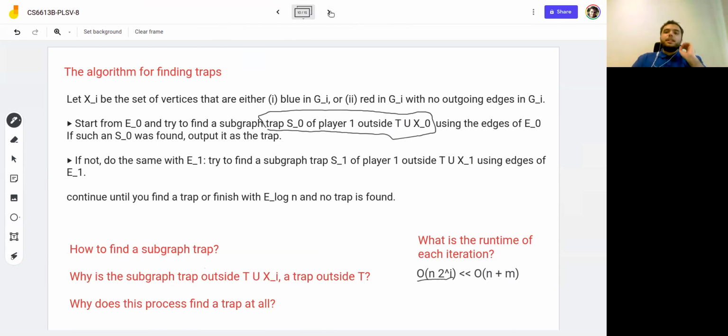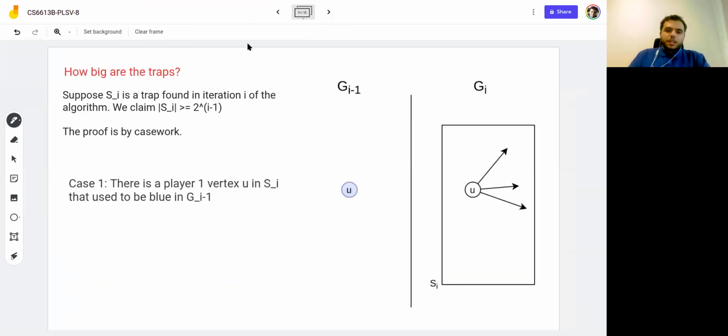Okay, great. So now that we know how to find the traps, let's figure out what the size of these traps are. So here's the idea. What I'm claiming is that if I find the trap, if I get lucky in iteration i, and I find the trap in iteration i, then I claim that this trap has at least 2 to the power of i minus 1 vertices in it.